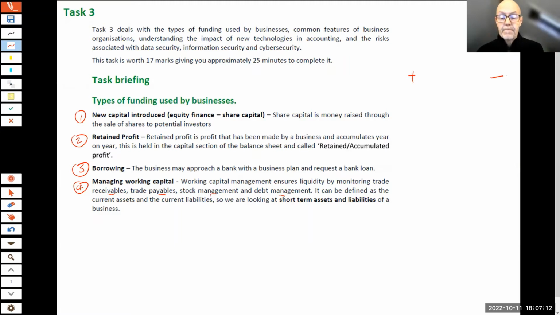Now, if we are persuading shareholders to invest more money into our business, so we are offering shares for sale, there is no guarantee that those shareholders will receive any reward for their investment. If we make a profit, then hopefully we'll pay them a dividend. If our business does very well and it's a publicly listed business, the value of the shares may rise. So those are 2 reasons why people may want to invest.